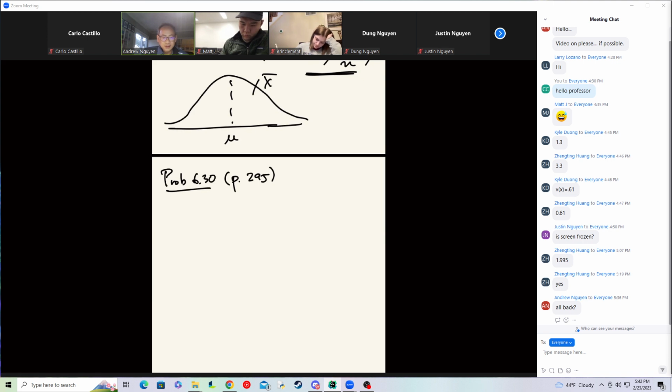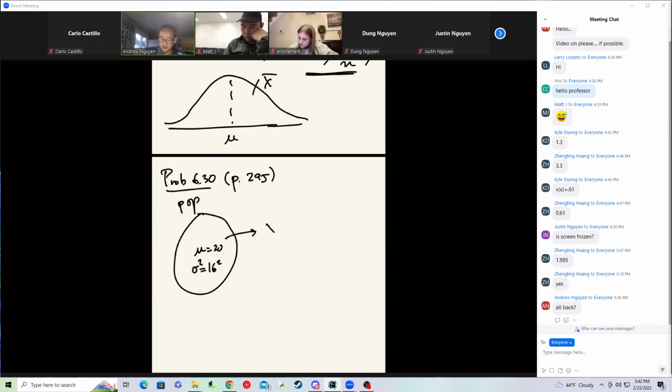So a random sample of size 64 observations is drawn from a population with mean equal to 20 and standard deviation equal to 16. Here's my population. Usually we draw an oval to represent a population. This population has a mean of 20 and a variance of 16 squared, because the standard deviation is 16. And from here, I'm going to select 64 observations.